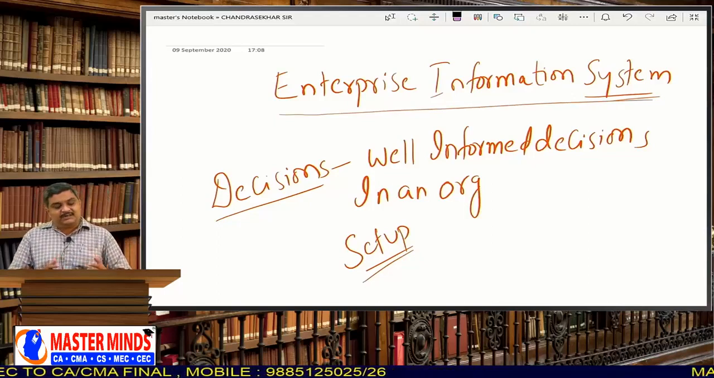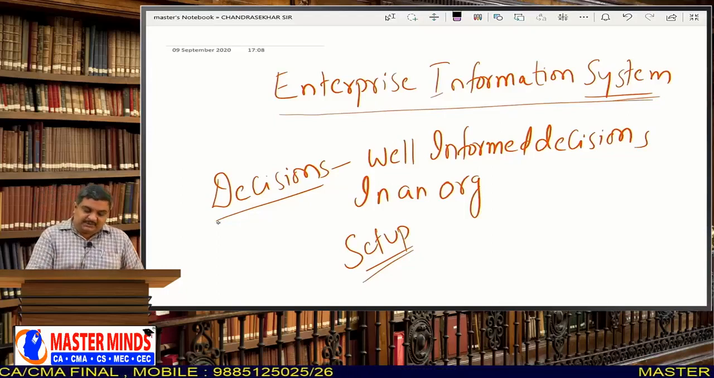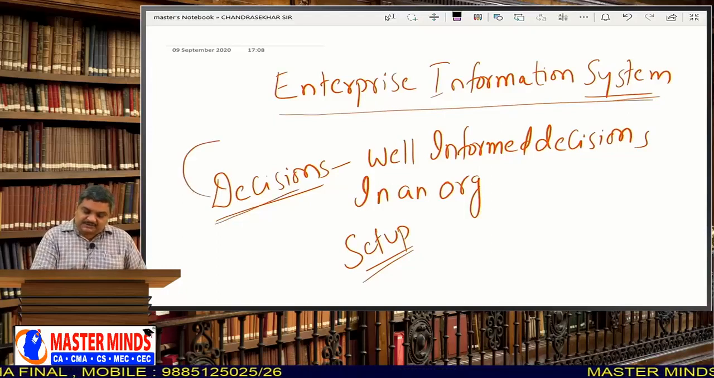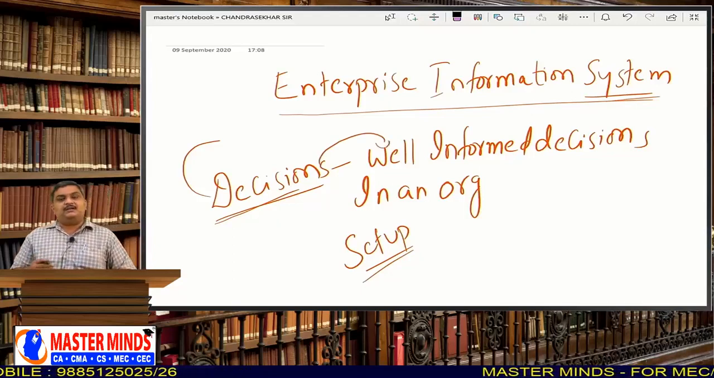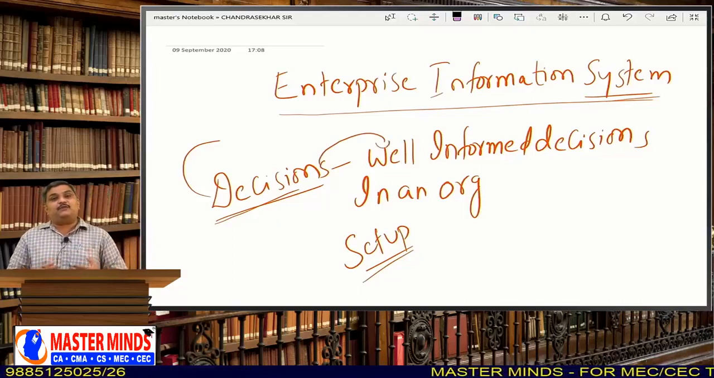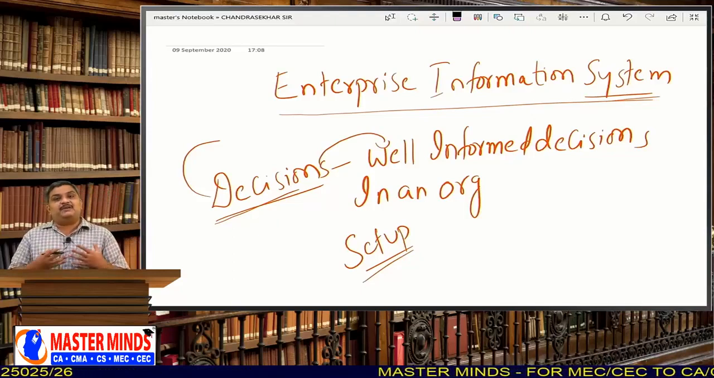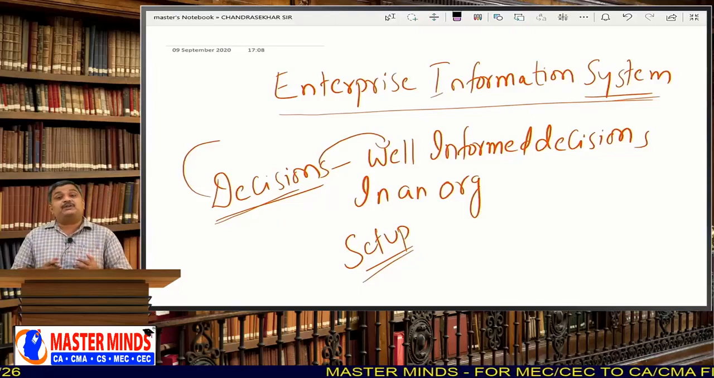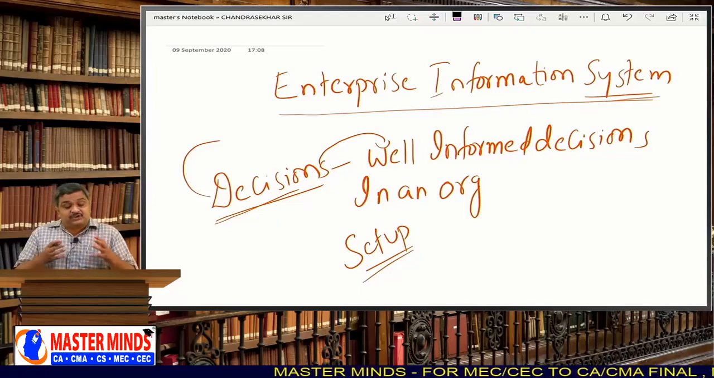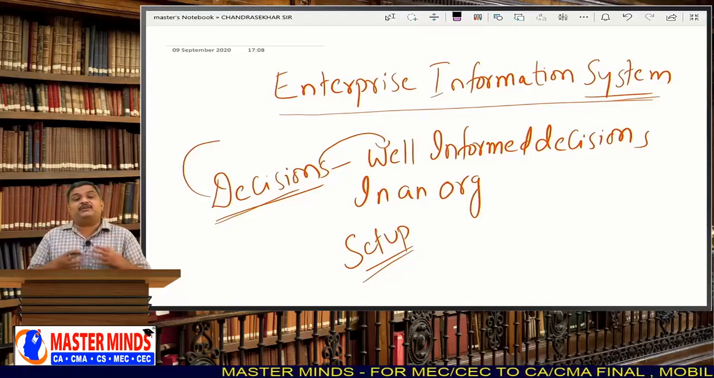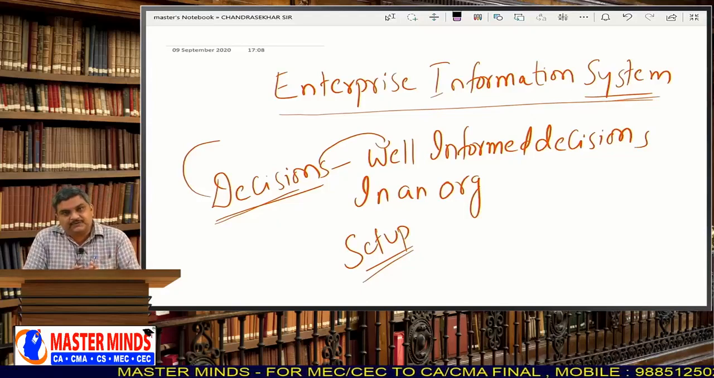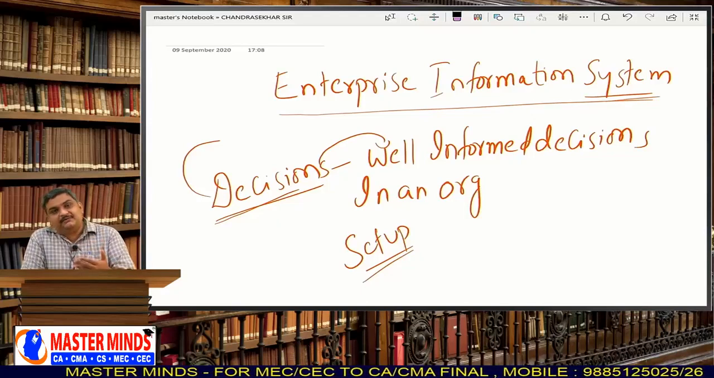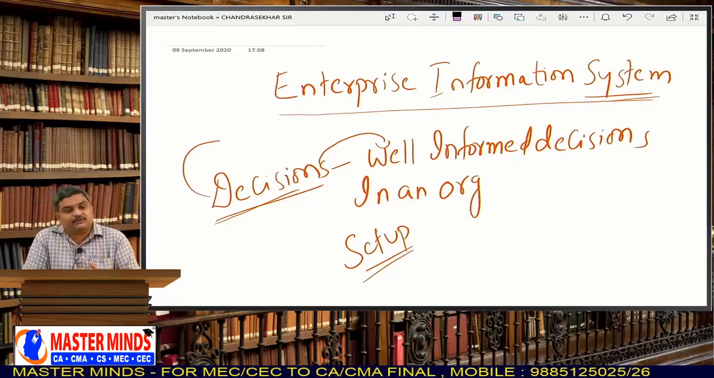Okay, enterprise information system is for decision makers to make decisions, because decision makers have to make well-informed decisions, and in order to take well-informed decisions, they have to set up an information system. That is okay. But why should a chartered accountant have a knowledge of enterprise information system? That is the biggest question before us. So we have to know the answer for that question, and then we will move forward.